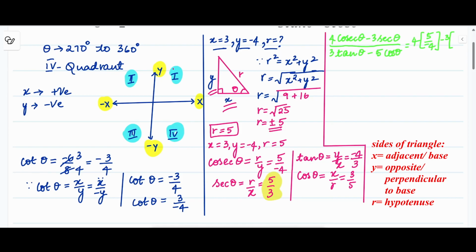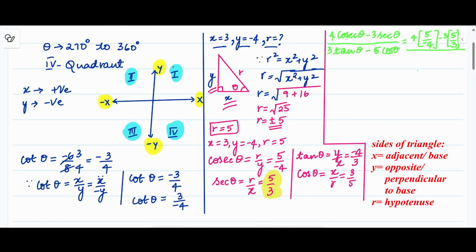So 3 into 5 by 3 divided by 3 tan theta. So 3 into tan theta. The value of tan theta is minus 4 by 3. Therefore 3 into minus 4 by 3 minus 5 cos theta. So minus 5 into cos theta. The value of cos theta is 3 by 5. So 5 into 3 by 5. So here 4 and 4 will cancel out each other. 3 and 3 will cancel out each other. 3 and 3 will cancel out each other. 5 and 5 will cancel out each other.